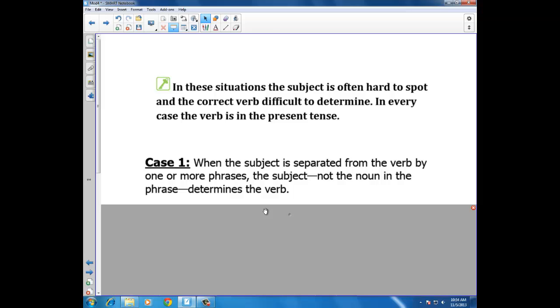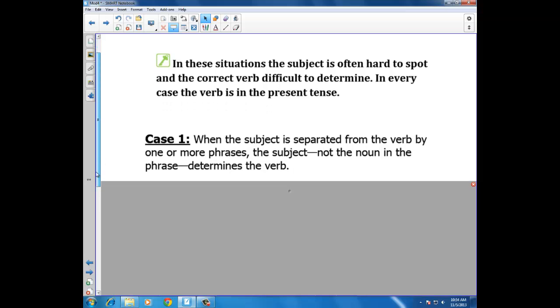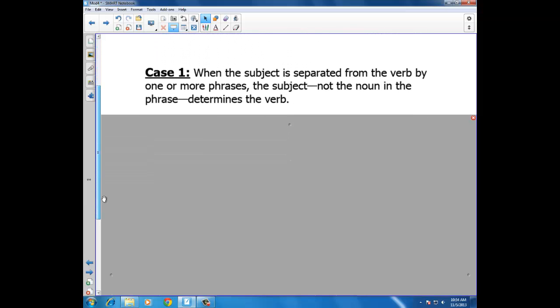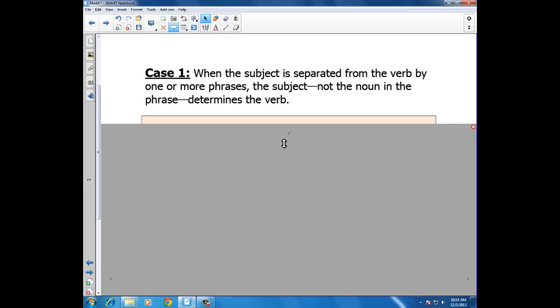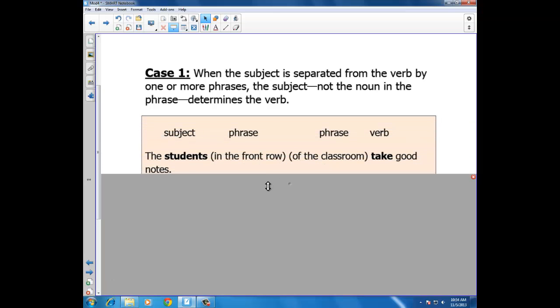Let's look at case 1. When the subject is separated from the verb by one or more phrases, the subject, not the noun in the phrase, determines the verb. For example, the students, that's students is the subject. In the front row is the phrase. Of the classroom is another prepositional phrase. Take good notes. Note that the verb is take.